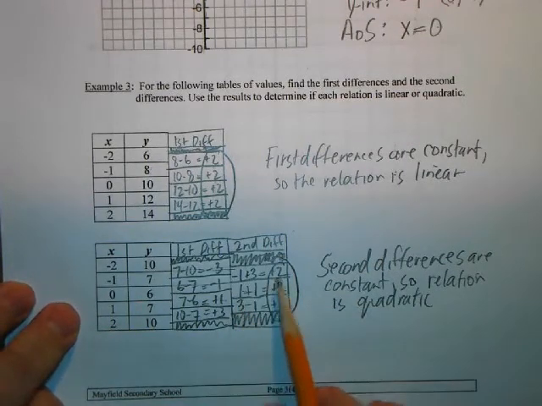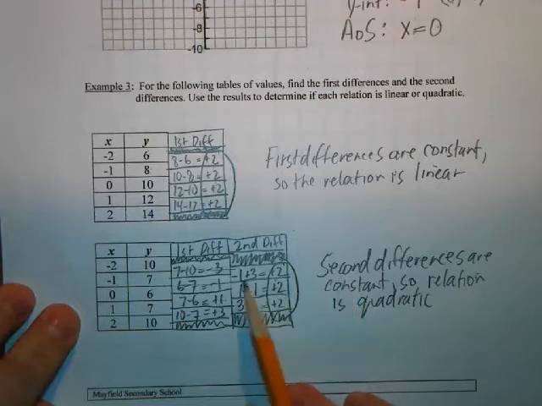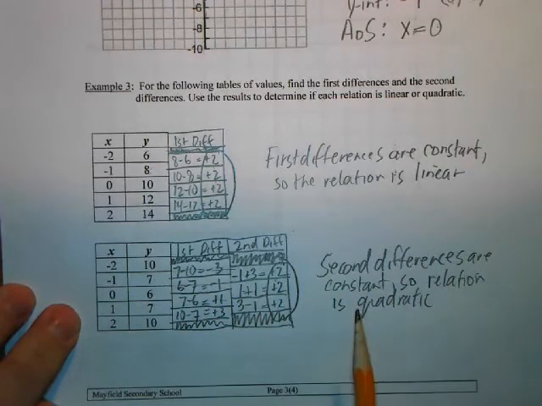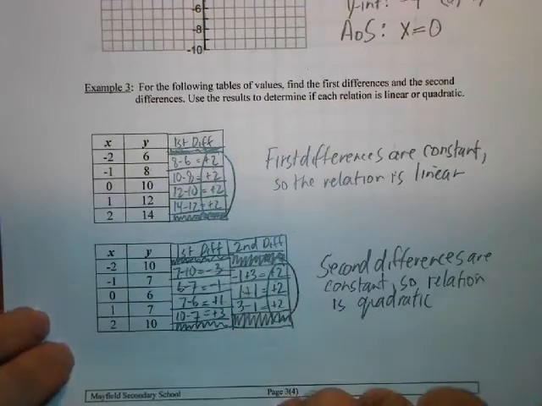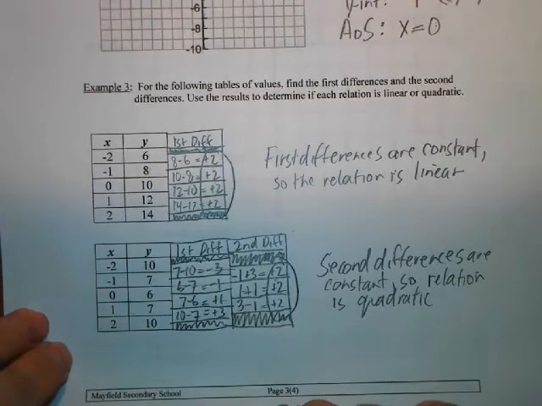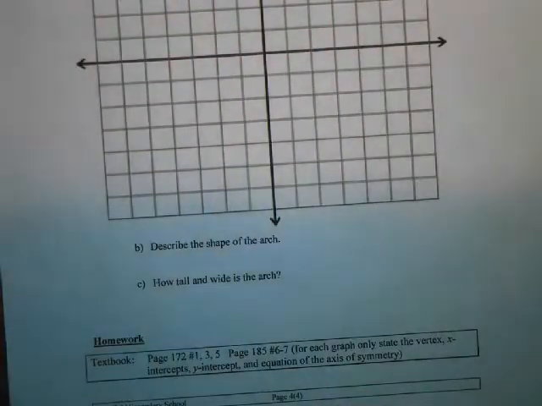Now, what would happen if this wasn't constant? Well, all we could conclude would be that this relation is not linear or quadratic. It's something else. It's some other relation, okay? Definitely, everything's not linear or quadratic. There's definitely more types of relations out there that we haven't looked at yet.